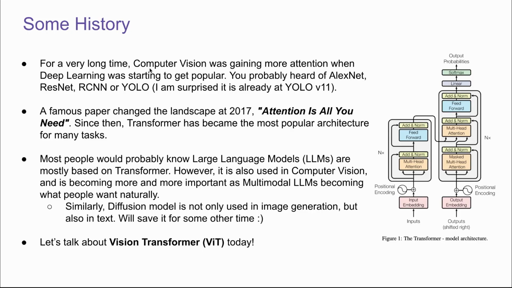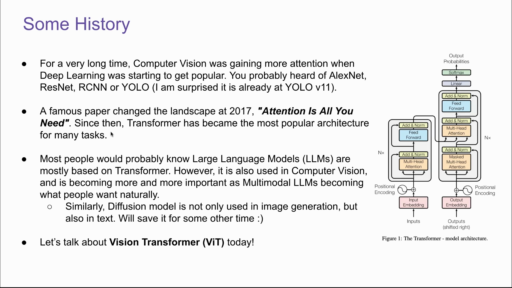For a very long time, computer vision (CV) was gaining more attention when deep learning was starting to get popular. You probably heard of AlexNet, ResNet, RCNN, or YOLO if you're in the industry long enough. I'm surprised that YOLO is already at version 11 when I checked it yesterday. And then a famous paper changed the landscape in 2017: Attention is All You Need.